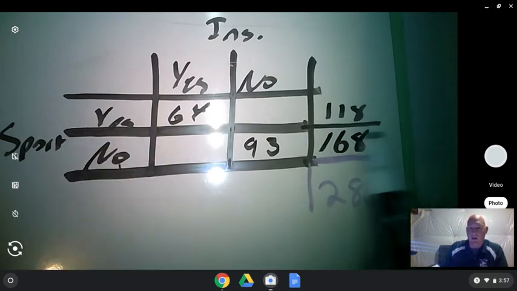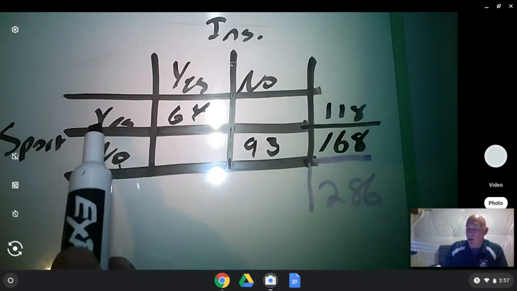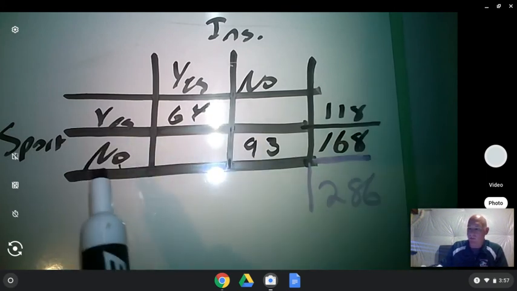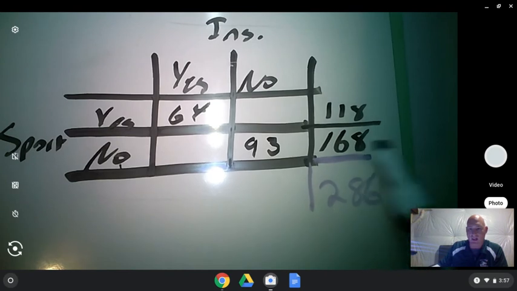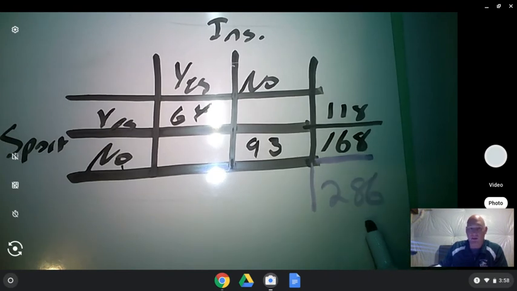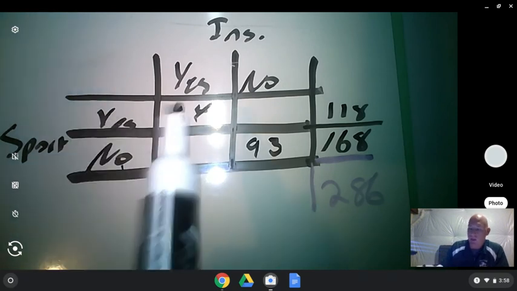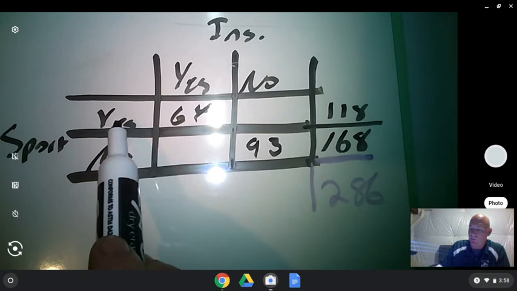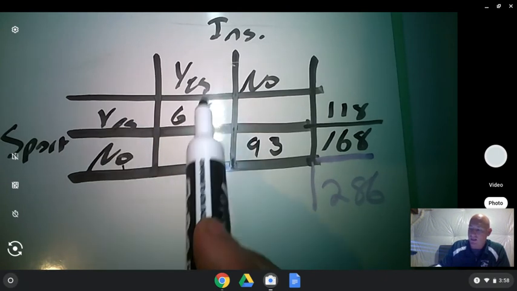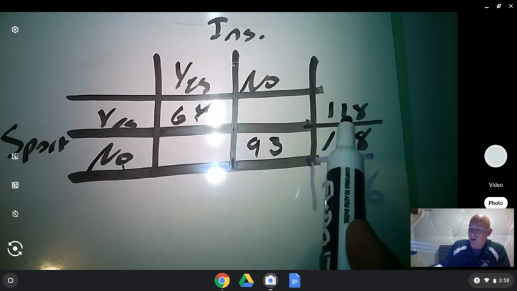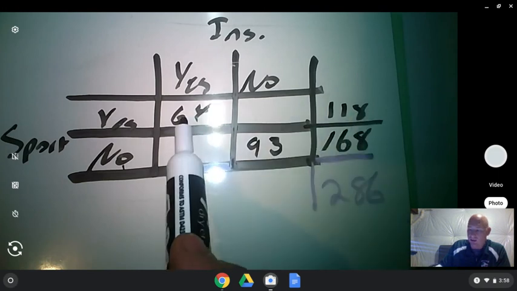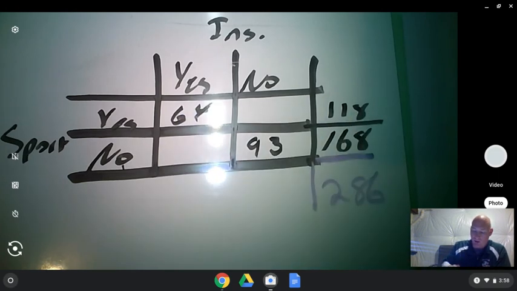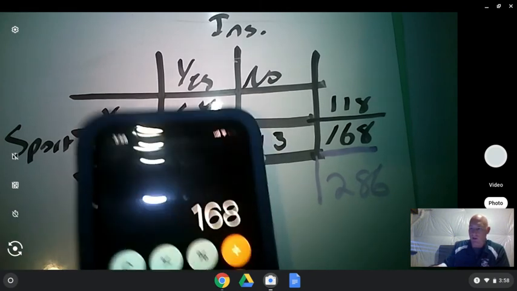So now we have our ideas for all our sports, right? How many people played sports? 118. How many kids did not play sports? 168. How many total kids were surveyed? 286. Now I can fill in everything else. If 118 kids said yes to playing a sport, well, out of these 118 kids that played sports, 64 said yes to an instrument. So let me see if I can get my phone in here and if it looks okay.